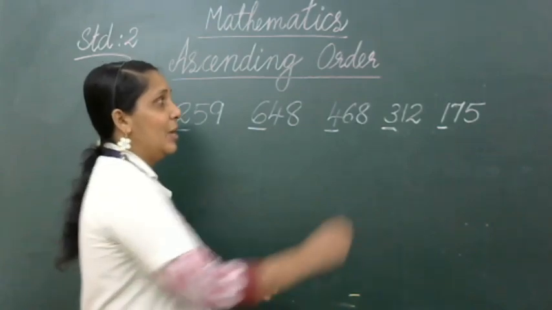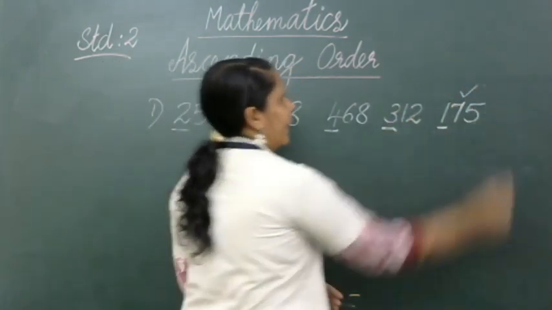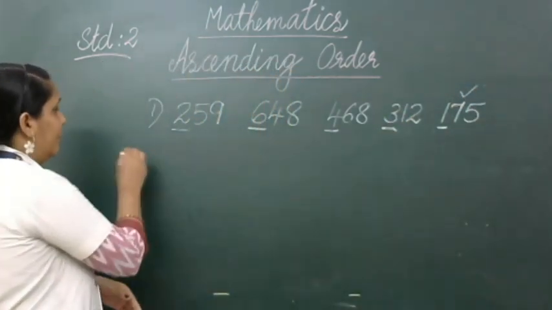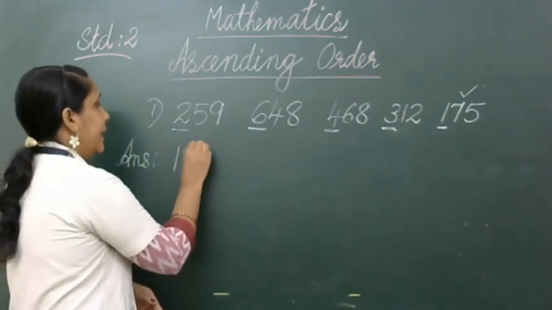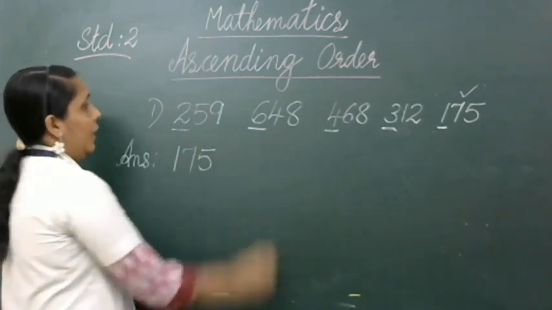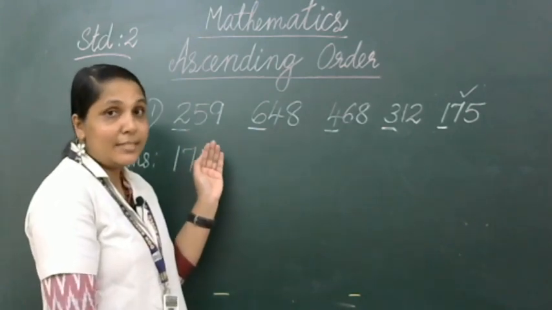175. Very good. So you tick that number 175. So we will write the answer. Smallest number is 175. Now again you have to find which is the smallest one.